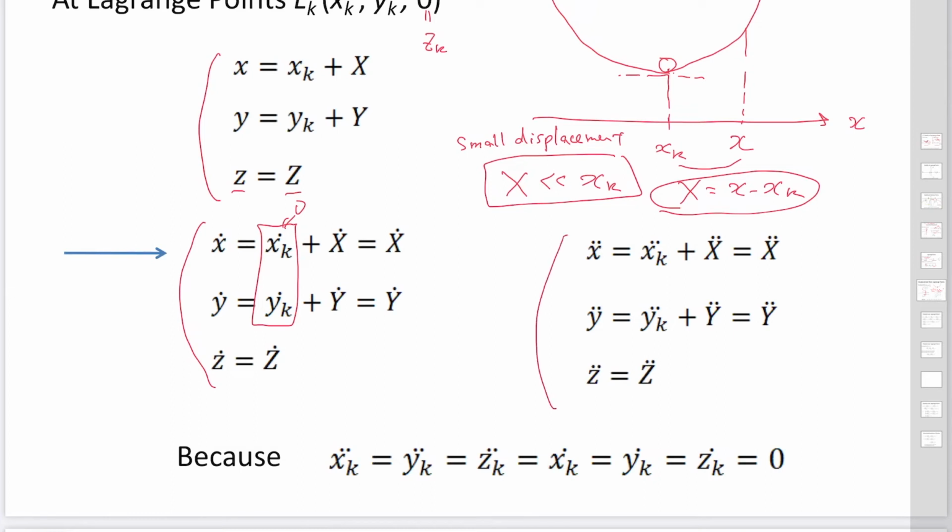Also the second derivative is going to be 0. Okay, lower case x, y is going to be 0 at the Lagrange point. So lower case x double dot is equal to capital X double dot. Lower case y double dot is equal to capital Y double dot. Because the acceleration and velocity at the Lagrange point are equal to 0.